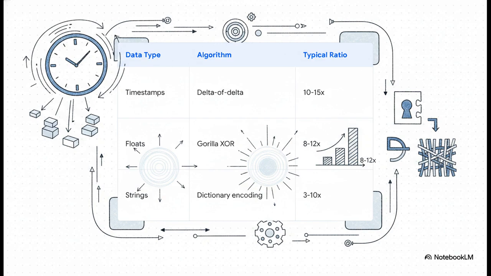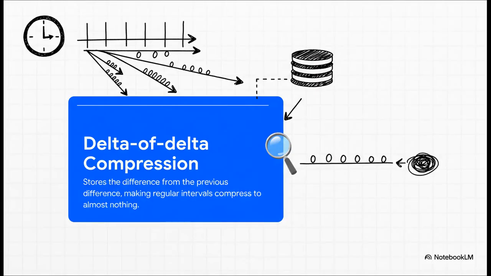So how on earth does it do that? Okay, for timestamps, Rust uses this thing called delta of delta. Think about it. If your data comes in every single second, the gap between timestamps is always, well, 1 second. So the change in that gap is 0. The system basically ends up storing a massive list of zeros, and you can imagine how well that compresses.